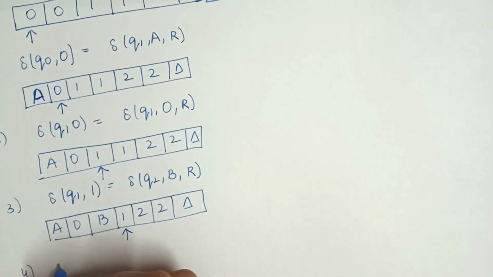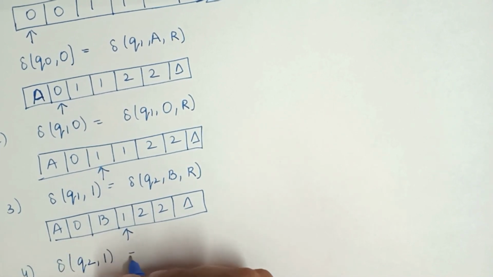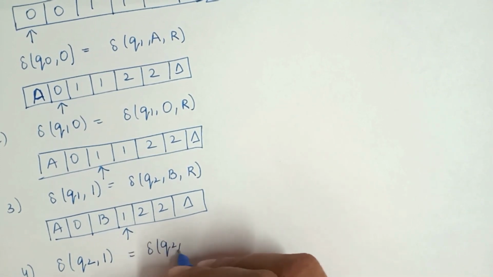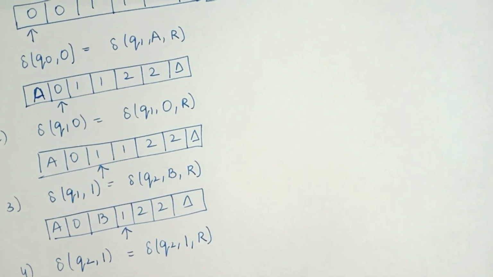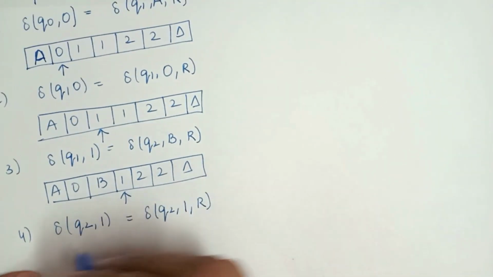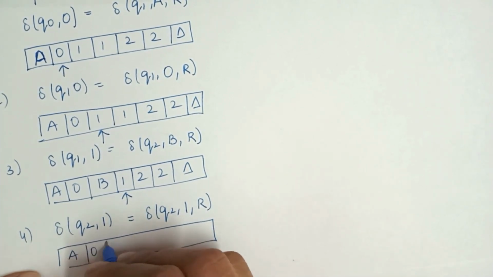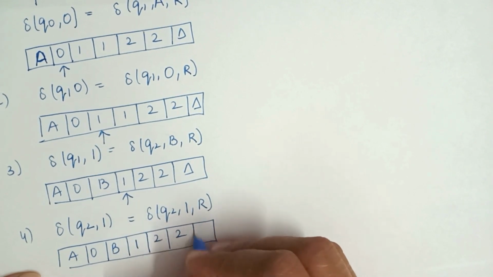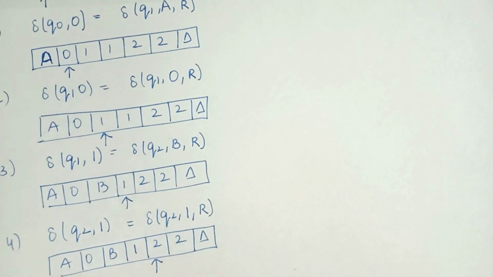Now the next movement is: I am in the Q2 state reading 1, so there will be no state change, it will remain in the same state Q2, 1 remains as it is, and again we are moving to the right of the input tape. So the input tape will become A, 0, B, 1, 2, 2 and delta, and the tape head is pointing to 2.